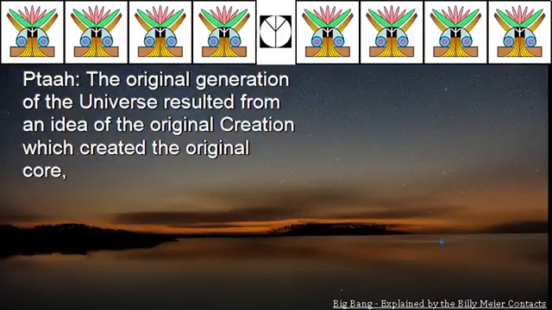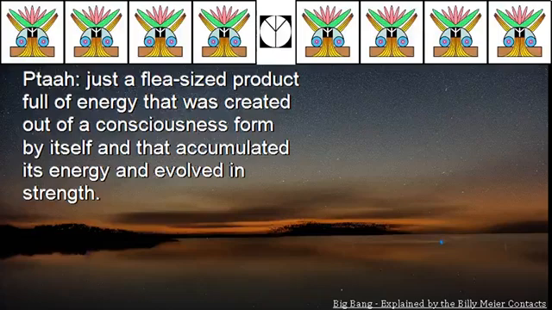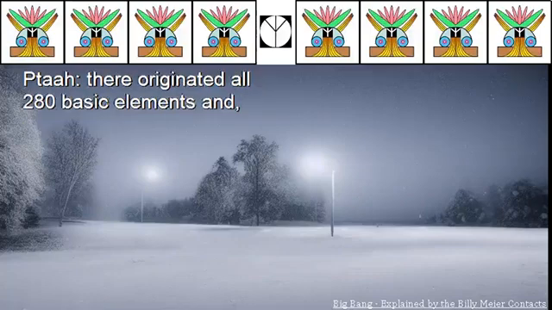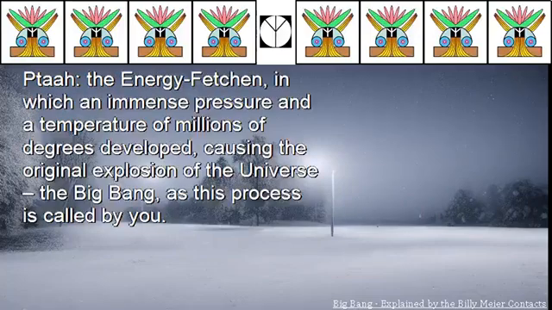The original generation of the universe resulted from an idea of the original creation, which created the original core, just a flea-sized product full of energy that was created out of a consciousness form by itself, and that accumulated its energy and evolved in strength. In the balance of the accumulation of energy and strength, there originated all 280 basic elements and, with these, the energy fetching, in which an immense pressure and a temperature of millions of degrees developed, causing the original explosion of the universe, the Big Bang, as this process is called by you.